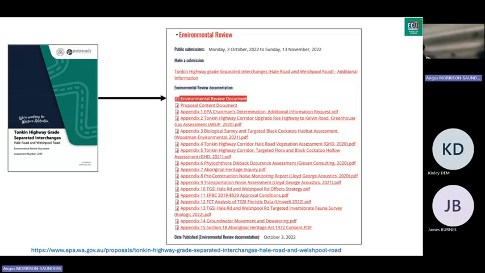So we're in the Tonkin Highway grade separated interchange. This is a short section of highway, Tonkin Highway, about, where are we? About 10 kilometres from here, north and east from where we are. And it underwent EIA a couple of years ago. We're now looking at the proponent's environmental review document. This is what the road company said would be the impacts.